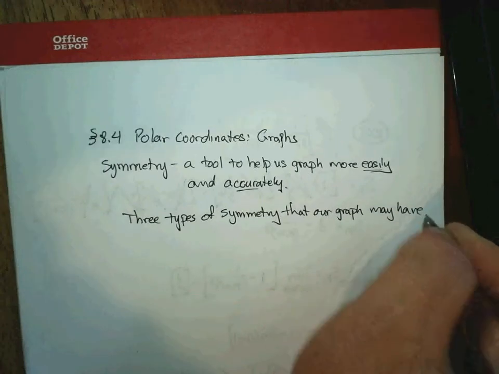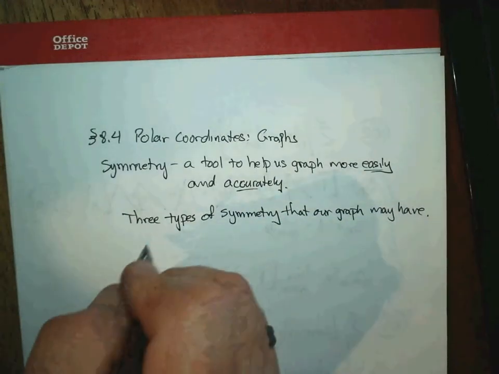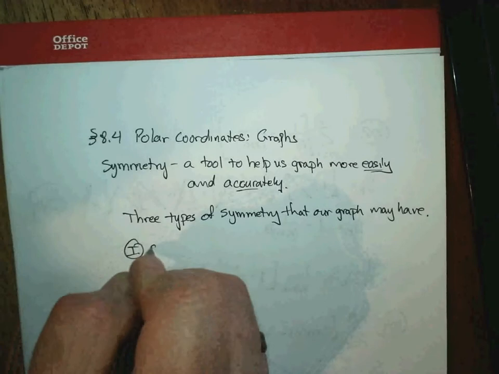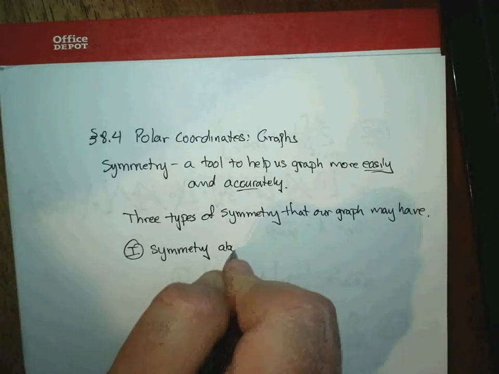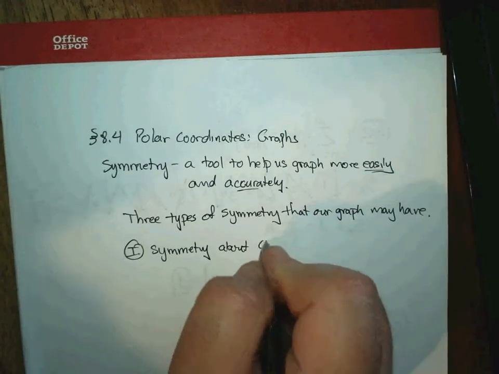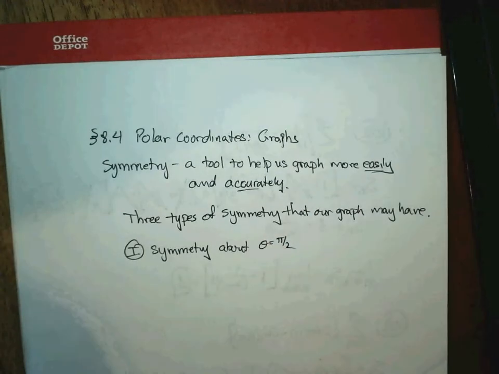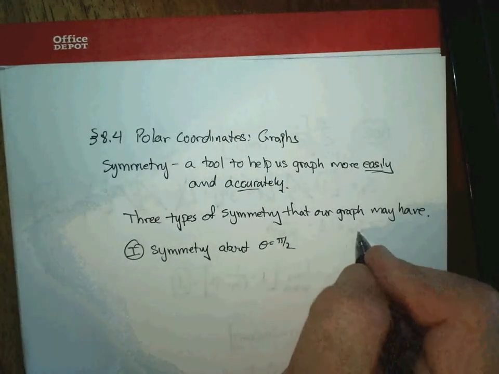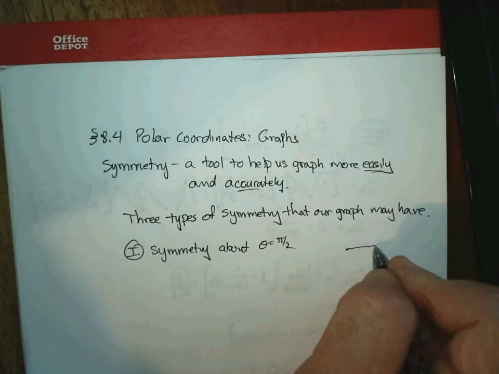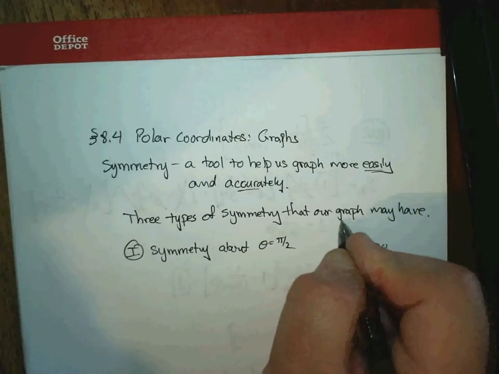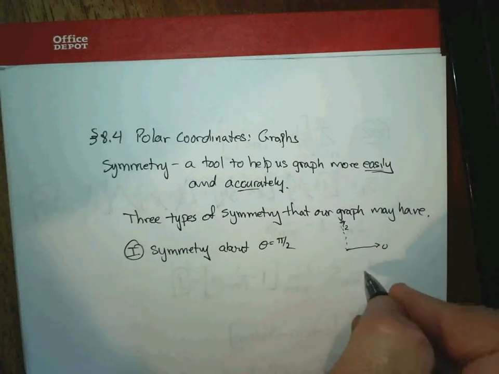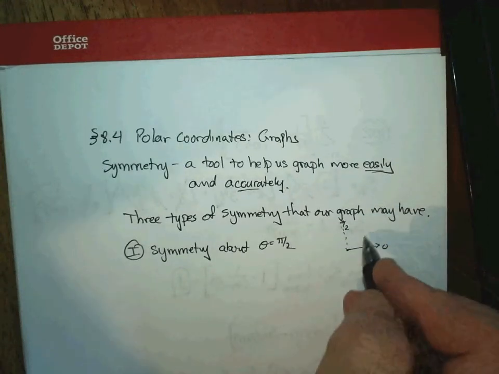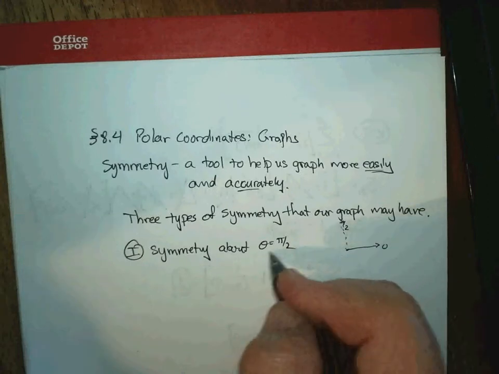The first type, symmetry about theta equals pi over 2. Now, theta equals pi over 2, if you're thinking about your polar axis is here, at theta equals 0, theta equals pi over 2 is here. That means it's symmetry about what we normally would consider the y-axis, a vertical axis symmetry. That's what we're talking about here.